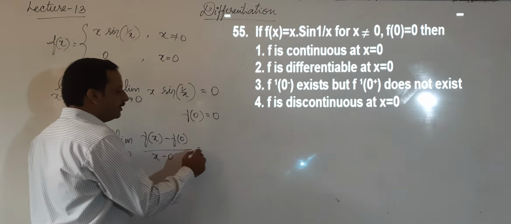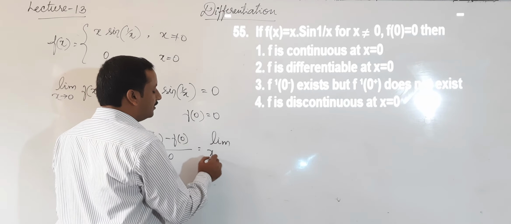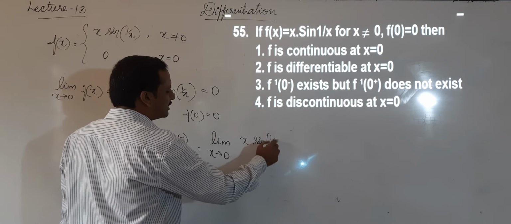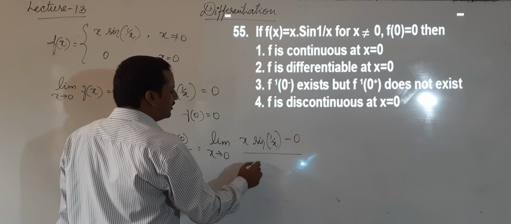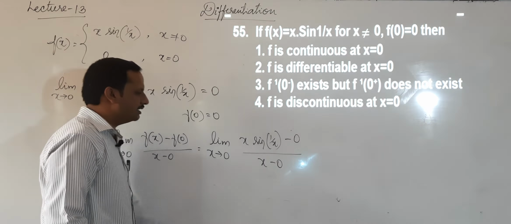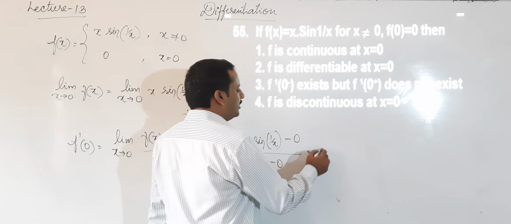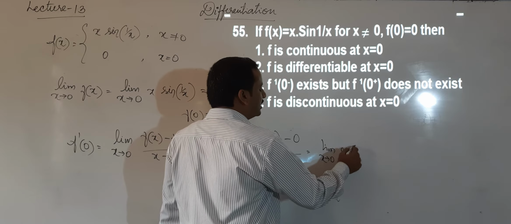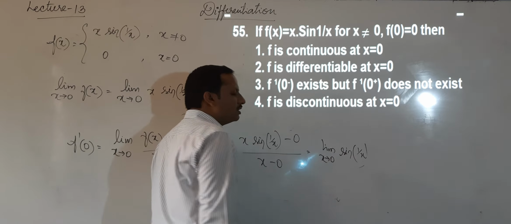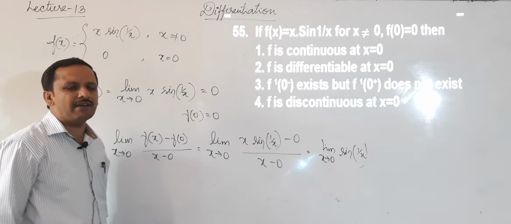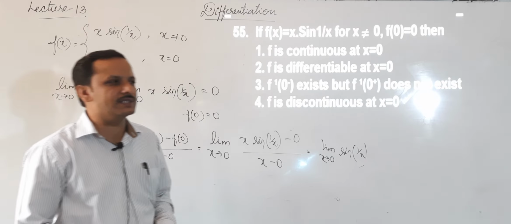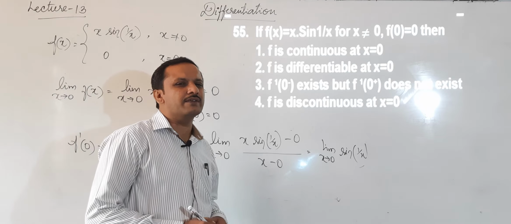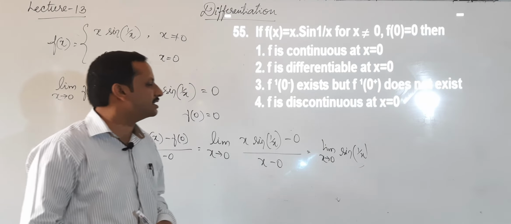That's equal to limit x tends to 0, f of x. F of x is x sine 1 by x minus f of 0, that is 0, divided by x minus 0, which is x. So this x gets cancelled. You will have limit x tends to 0 sine 1 by x. This limit does not exist because we only know that it takes a finite value between minus 1 and 1, but we don't know its exact value, and therefore this limit does not exist. Therefore the function is not differentiable at 0.